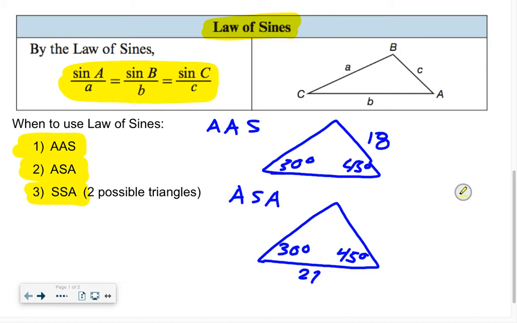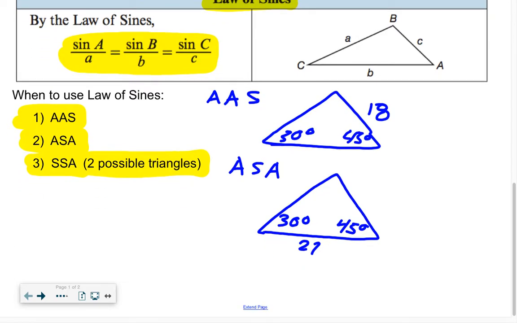And the last one is when we have side, side, angle. And in parentheses, it doesn't seem like it's a big deal, but I have 2 possible triangles. And just know, anytime you have side, side, angle, there is the possibility that we could create 2 different triangles off of that given information. And we're actually going to watch a YouTube video here in a little bit that'll better explain what's going on there.